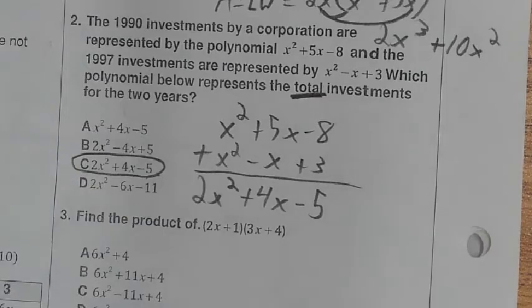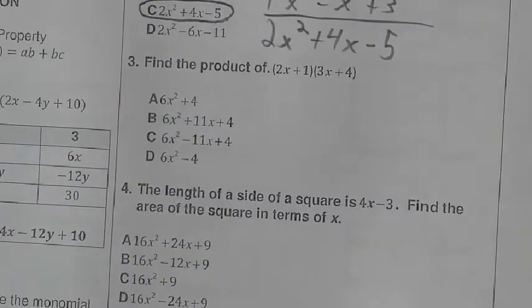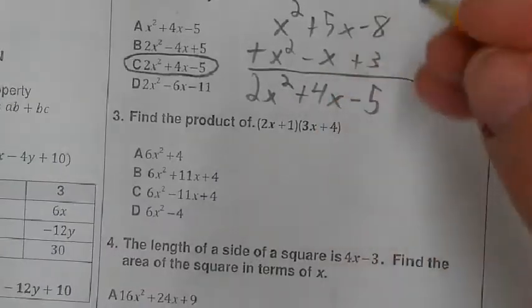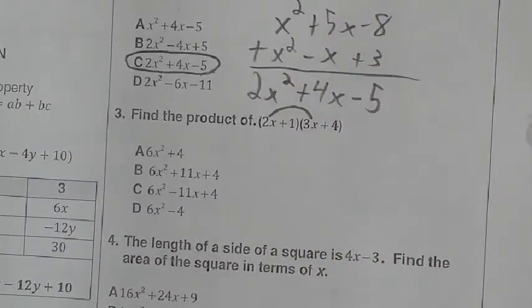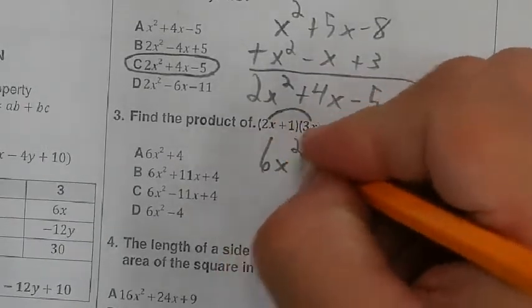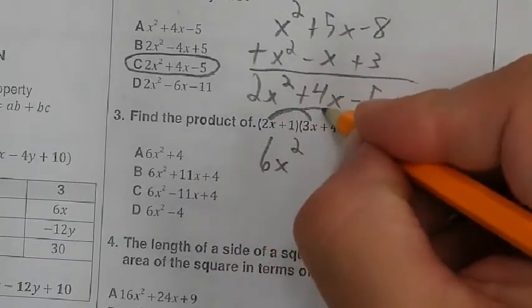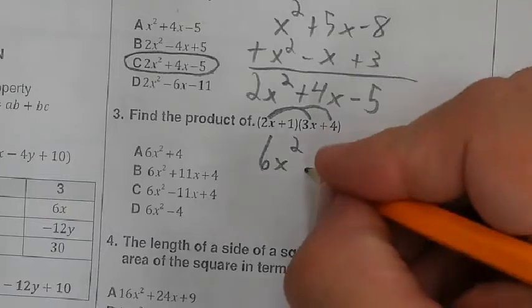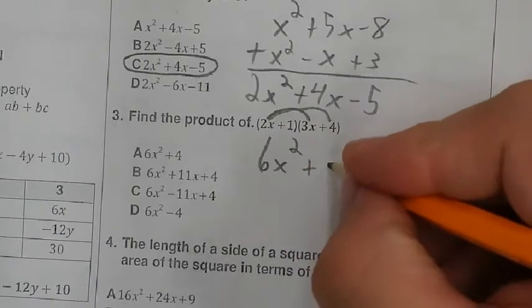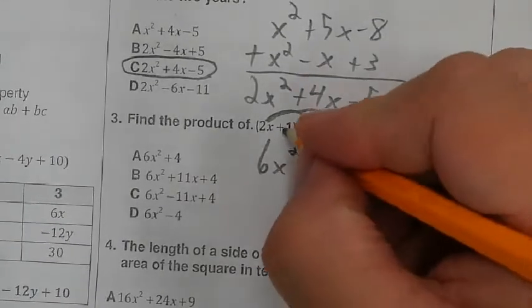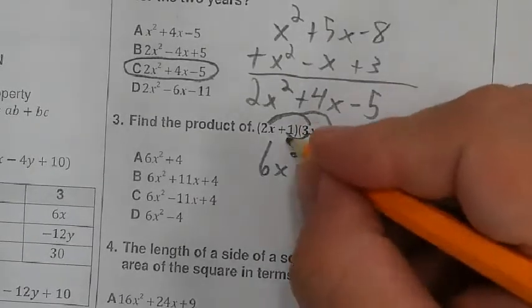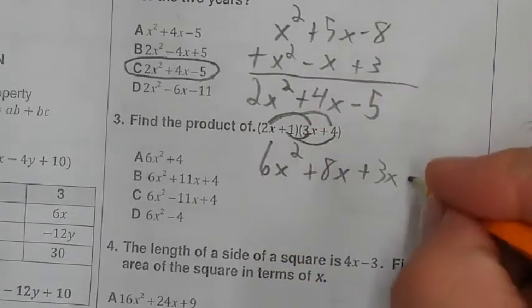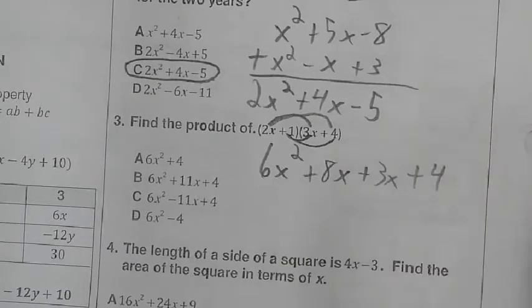All right. Number 3, find the product. So we're going to do the FOIL method. So first, 2x times 3x. What is 2x times 3x? 6x squared. Outside, 2x times 4. What is 2x times 4? 8x. Inside, 1 times 3x. What is 1 times 3x? 3x. And then last, 1 times 4. What is 1 times 4? 4. Plus 4.